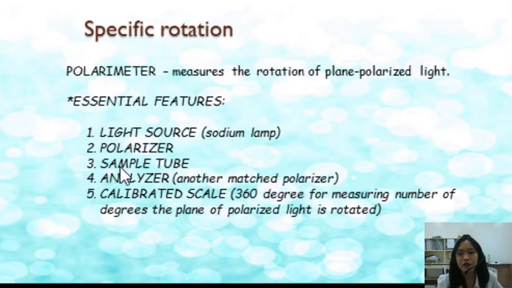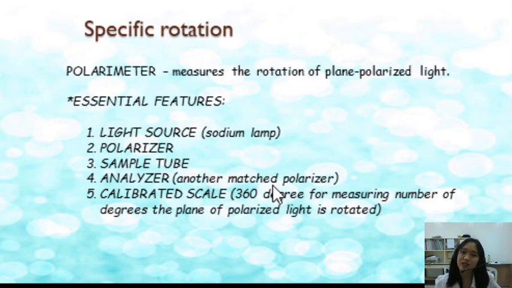Because with a polarimeter, you are trying to observe if the substance is able to rotate the plane polarized light. So you have a sample tube. Here you place the substance that you are testing if it will rotate the plane polarized light. Next, you have the analyzer. So this is your second polarizer.